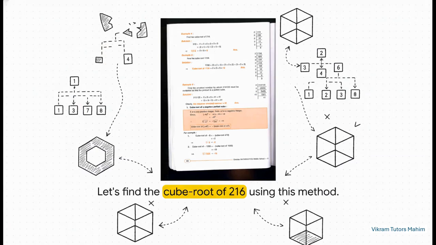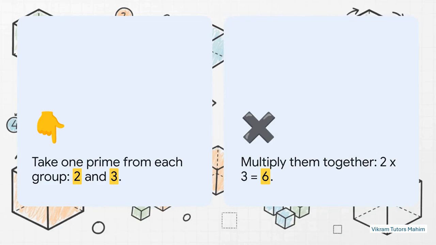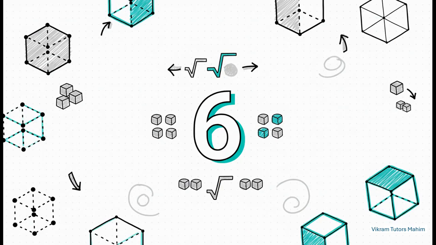Okay, let's try it with 216. First step, we find its prime factors. And what do you know? We get a perfect triplet of 2s and another of 3s. So now, we take 1 prime from each of those triplets, a 2 and a 3. Multiply them together, and there's our answer. The cube root of 216 is 6.